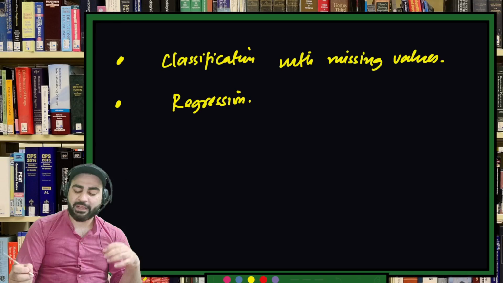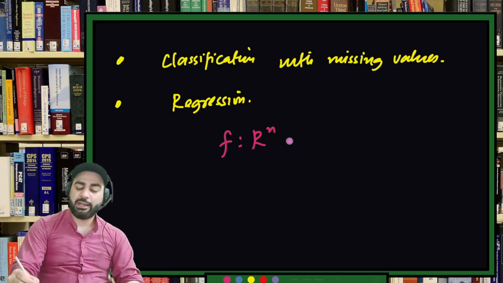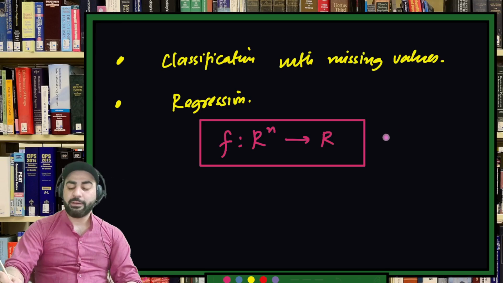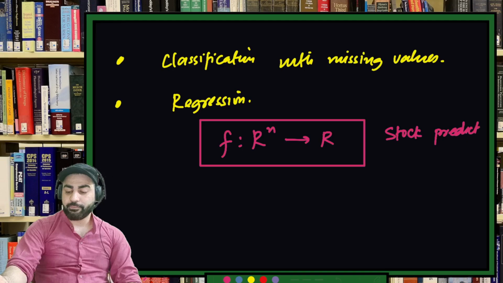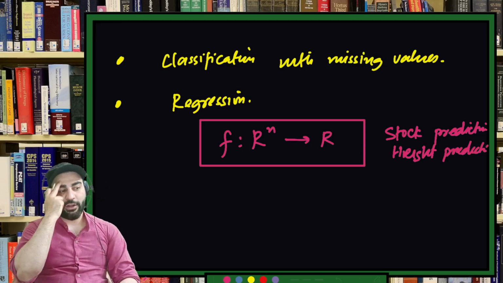Let me write it mathematically. f takes some Rn vector, that is, it takes n features, and gives a real value. This is a regression task. An example is stock market prediction, or height prediction. Anything that takes a continuous real value, I can call a regression task.